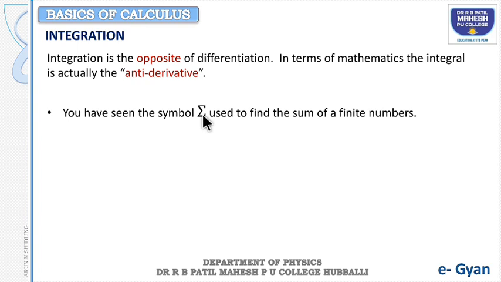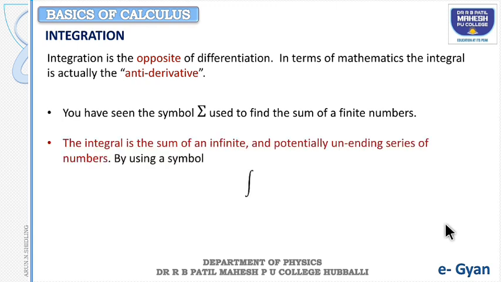I hope you have seen this symbol. This symbol is called sigma, which is used in summation, to find the sum of finite numbers. Now assume that you have infinite, unending numbers, then how will you do it? There comes integration to the rescue. We use integration to find the sum of infinite numbers. It is represented by this symbol, an elongated S, and we call it integral or integration. Let's move ahead and understand what exactly integration does.